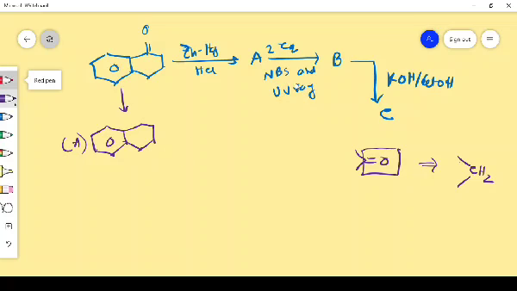Now two equivalents of NBS and UV. It's clear that it will be allylic bromination. Now I have to find where the allylic positions are present in my substrate. If I write the benzene ring in a proper manner, look at this: after the double bond, there is an sp3 carbon, and after this double bond, there is an sp3 carbon. So this is the allylic position, and this is the allylic position. As I use two equivalents of NBS, two positions of this substrate will be brominated. So this is Br and this is Br.